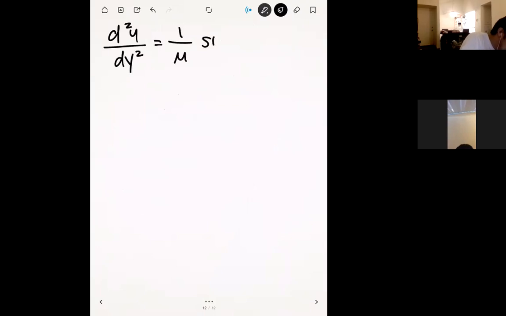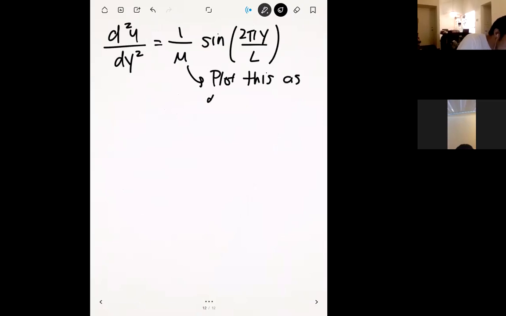And so if we move the viscosity over to this side, what we get is d squared u dy squared is equal to 1 over nu sine of 2 pi y over L. Okay. And let's plot this as a function of y.